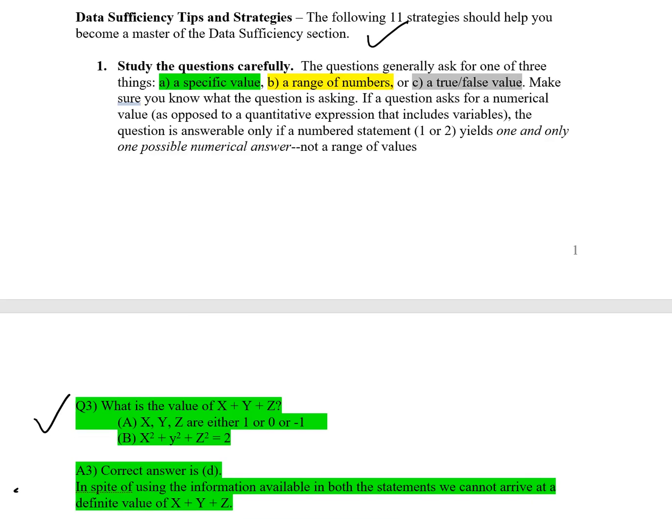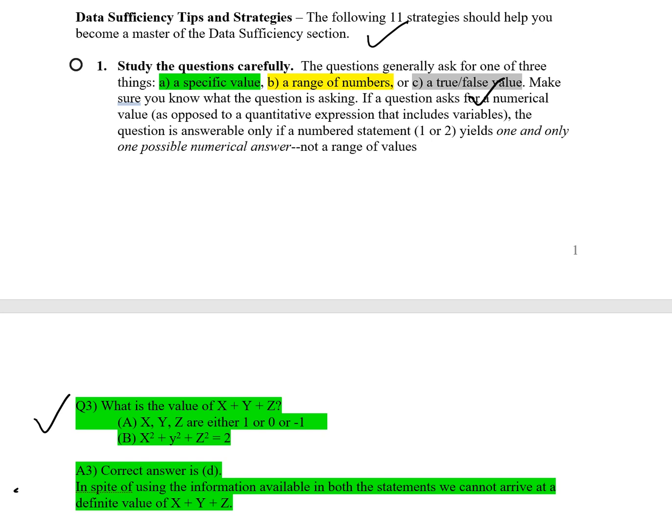So, as I was saying, it can ask you for a specific value of x. Just say, what is the value of x? That means you require a specific value. All the values can range. It can be a range of products, or a range of the prices of the products from 100 to 500, or it can be a true false value question. We'll talk about each one of them.